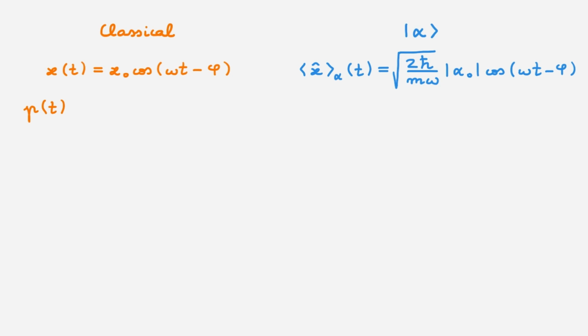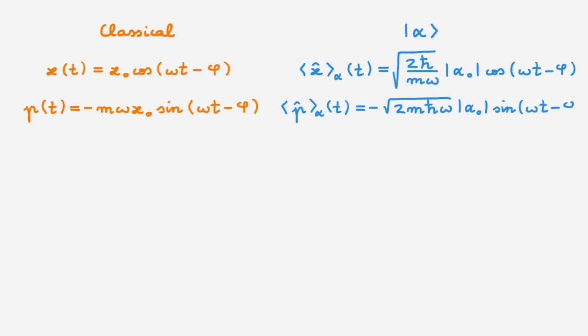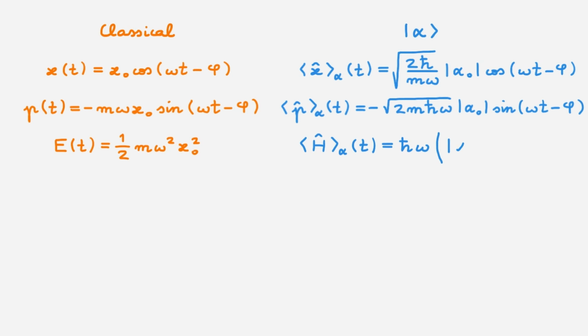Turning to momentum, the classical particle obeys this equation in terms of a sine, and the expectation value of the quantum particle in a coherent state also changes sinusoidally. Finally, the classical energy is constant, and the quantum energy in a coherent state is also constant. So what can we learn from this? While we didn't have the back and forth oscillation that we expected when the quantum particle was in an energy eigenstate, we now see that the quantum particle does indeed oscillate when it is in a coherent state.